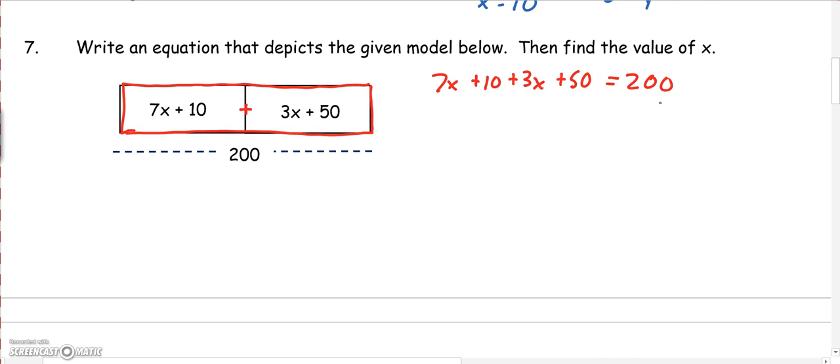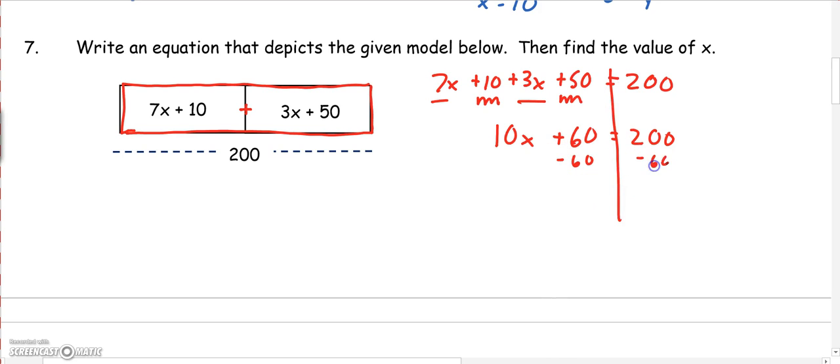Now there's no parentheses, so we're not going to distribute. We're just going to combine like terms. 7x and 3x gets us 10x. 10 plus 50 gets us plus 60 equals 200. Then I'm going to just solve for x like we've been doing. Subtract 60 from both sides. 10x equals 140. Divide by 10. X equals 14.